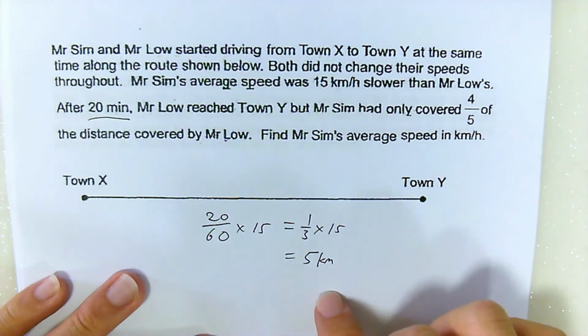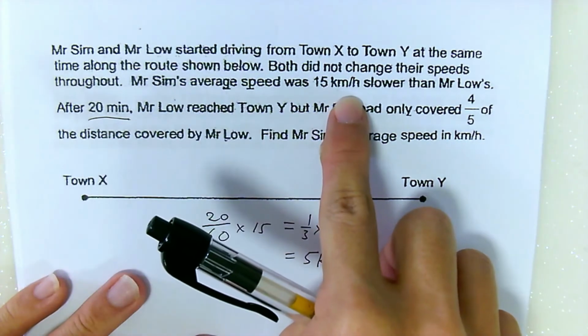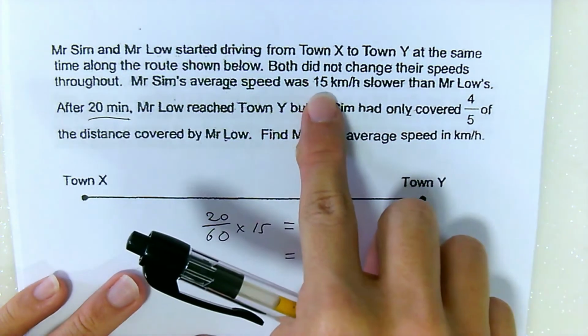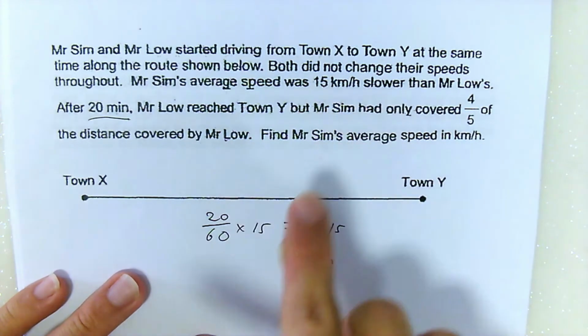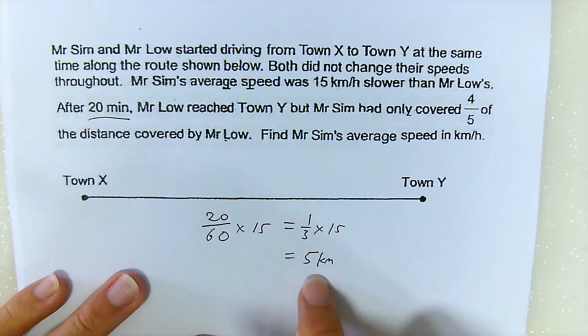Okay, which means that in 1 hour Mr. Sim will be 15 km behind Mr. Low because he's 15 km per hour slower. That means in 20 minutes, which is 1/3 of an hour, he will be 5 km behind Mr. Low. 5 km.